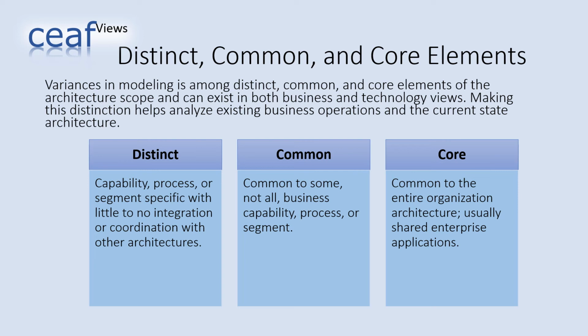Distinct modeling elements are elements that are specific to a capability, process, or segment with little to no interaction or coordination with other architectures. Common modeling elements are elements that are common to some, not all, capability, process, or segment. Core modeling elements are elements that are common to the entire organization architecture, usually shared enterprise applications. The goal with these classifications is not to impose that everything must be standardized, centralized, or even shared, but rather decisions can be made as to which solutions should and shouldn't be treated as such.